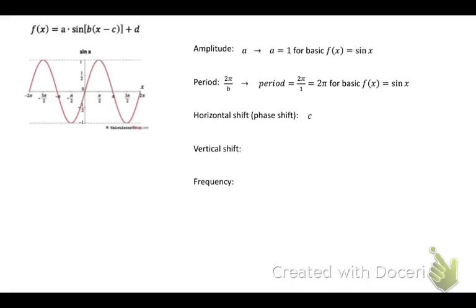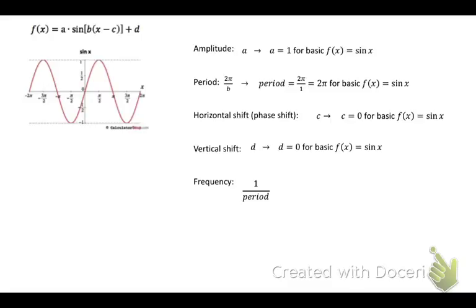The horizontal shift is c. And that's always opposite of what you think. So if it's minus c, that's really moving it right. And if it's plus c, it's going to move it left. I'll explain that later. But it's c equals 0 for your basic sine of x. Your vertical shift is d, and that moves it up or down. It's vertical, and it's d equals 0 for your basic sine of x.